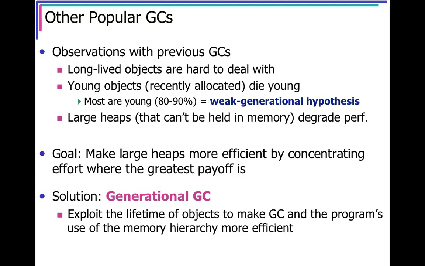And this can range anywhere from 80 to 90%. Again, it's an estimate across lots and lots of different programs. And so if your program doesn't behave this way, you don't want to exploit this observation. But in general, this observation holds, and we can take advantage of it and improve garbage collection performance. So our goal is to make large heaps more efficient by concentrating our effort where there is the greatest payoff. And this is called generational garbage collection. This is where we're going to exploit the lifetime of objects to make the garbage collection and the program's use of the memory hierarchy more efficient.